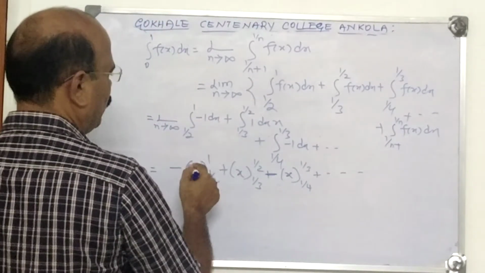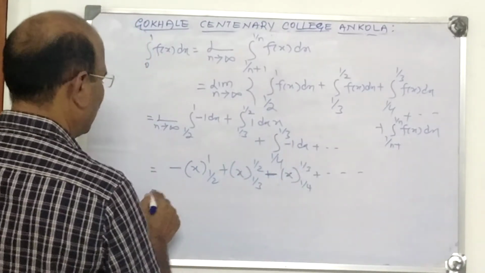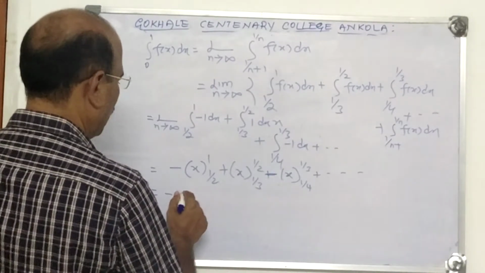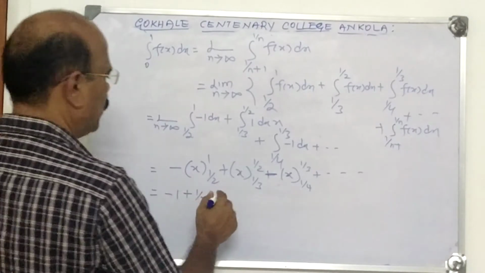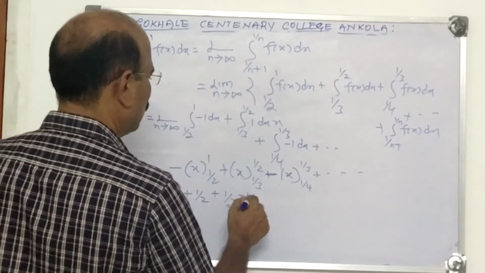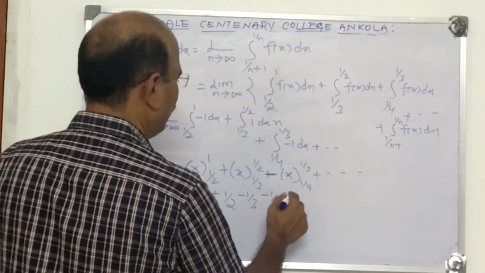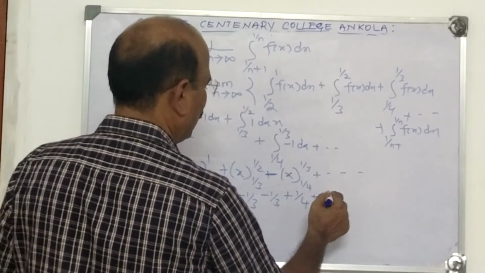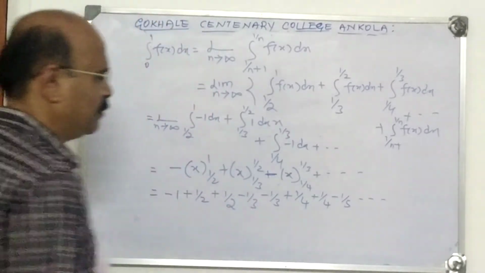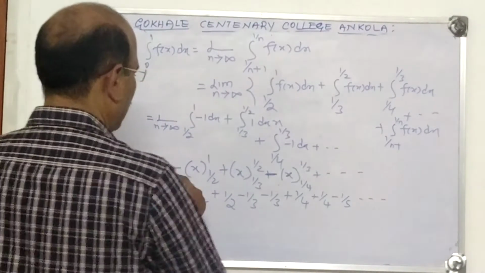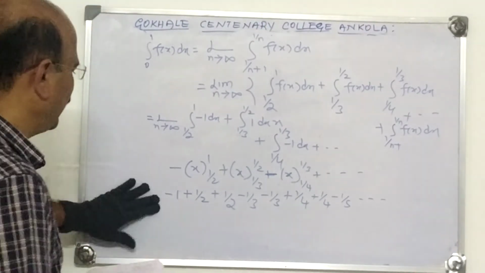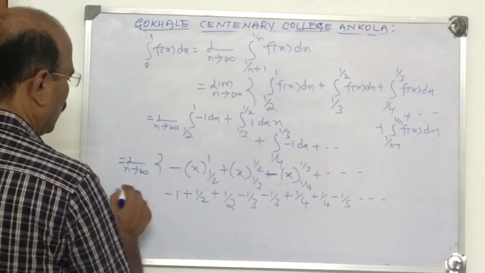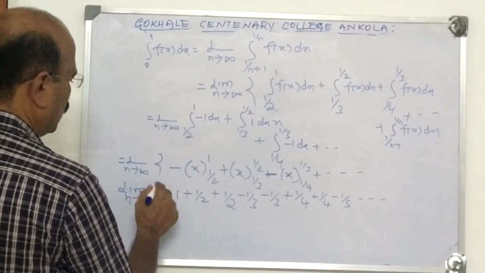I think you followed this one. Here, alternate plus and minus you will get. Minus 1 plus half, correct? Minus 1 plus half, plus 1 by 2 minus 1 by 3, minus 1 by 3 plus 1 by 4. The next term will be plus 1 by 4 minus 1 by 5 and so on. Now you can write this as it tends to infinity. We have to write here the limit as n tends to infinity, correct?